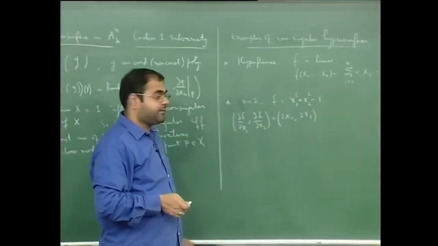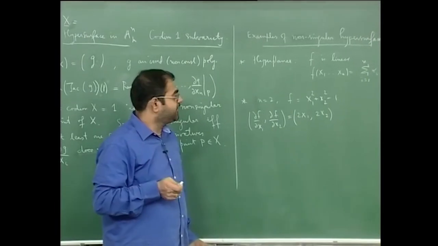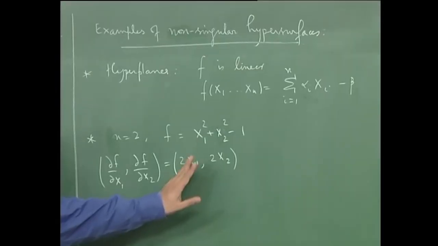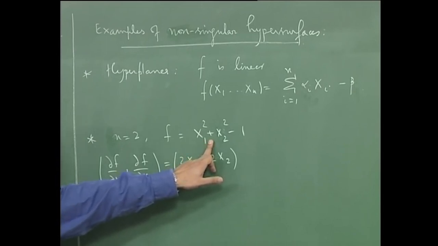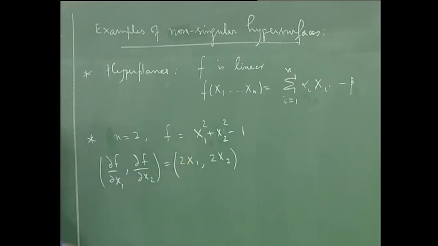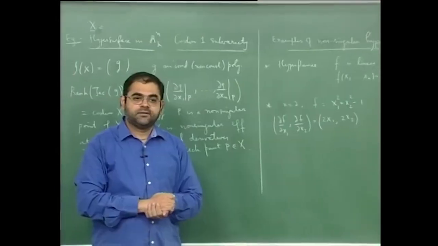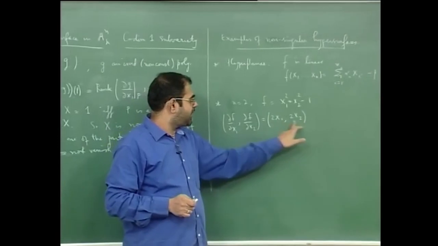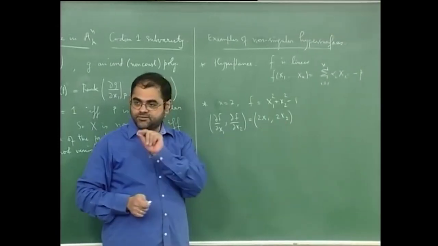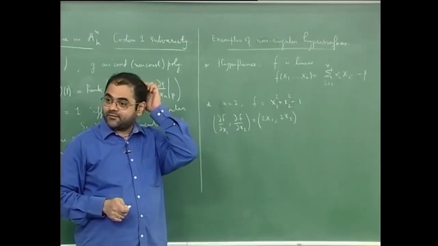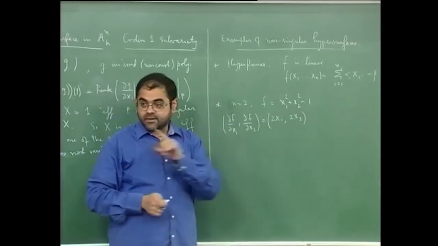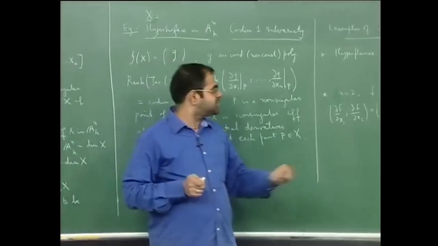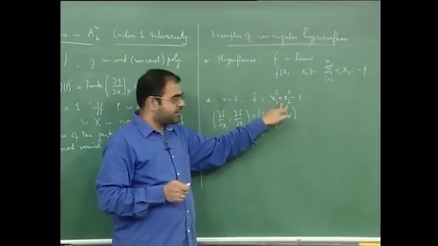Now you want that at any point of the circle, one of these should not vanish. So when will both vanish? Both will vanish at x1 equal to 0, x2 equal to 0, which is the origin in A2. But the origin is not a point on the circle, so what it tells me is that this is not going to vanish at any point on the circle.